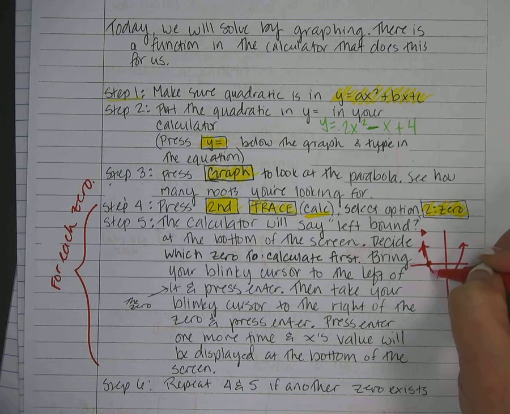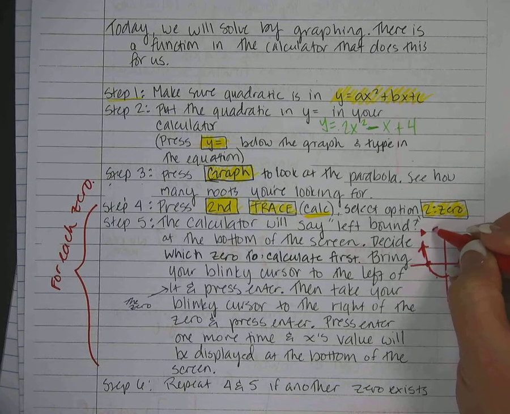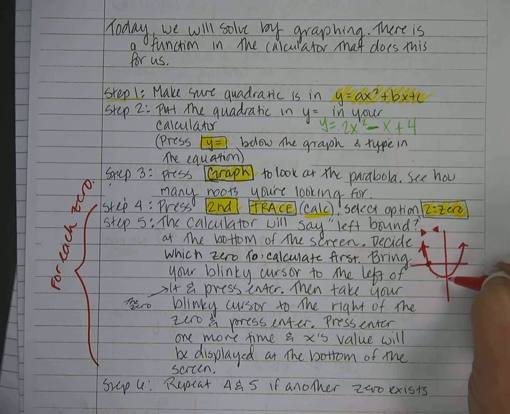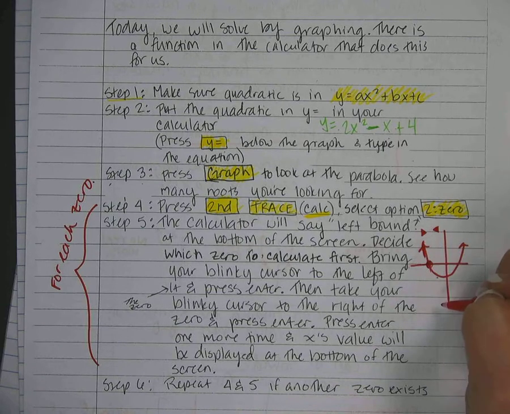Then you want to be somewhere over here for right bound. But you cannot cross the other 0. And press enter again, it's going to give you another little arrow. You cannot cross the other 0. Only one at a time. And only one can be in this boundary you set.